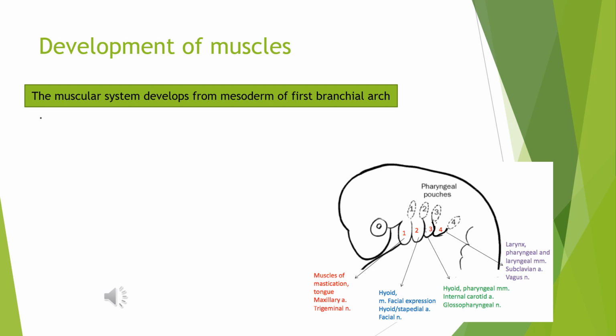Development of the muscle. The muscular system develops from the mesoderm of the first branchial arch. Muscles of mastication, tongue, maxillary artery, and trigeminal nerve are developed from the first pharyngeal arch. Second pharyngeal arch gives rise to hyoid, muscles of facial expression, stapedial artery, facial nerve. Third pharyngeal pouch gives rise to hyoid, internal carotid artery, and glossopharyngeal nerve. Fourth branchial arch gives rise to larynx, pharyngeal and laryngeal muscles, subclavian artery, and the nerve is vagus.